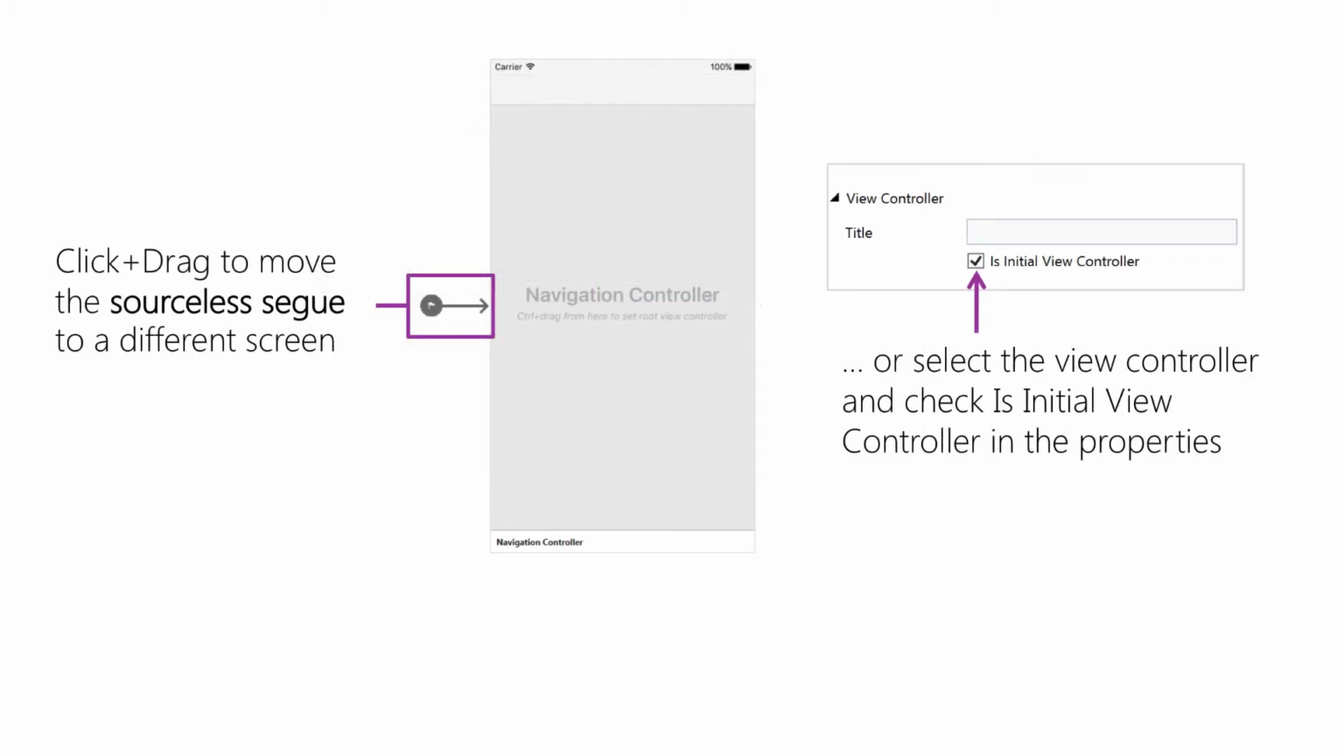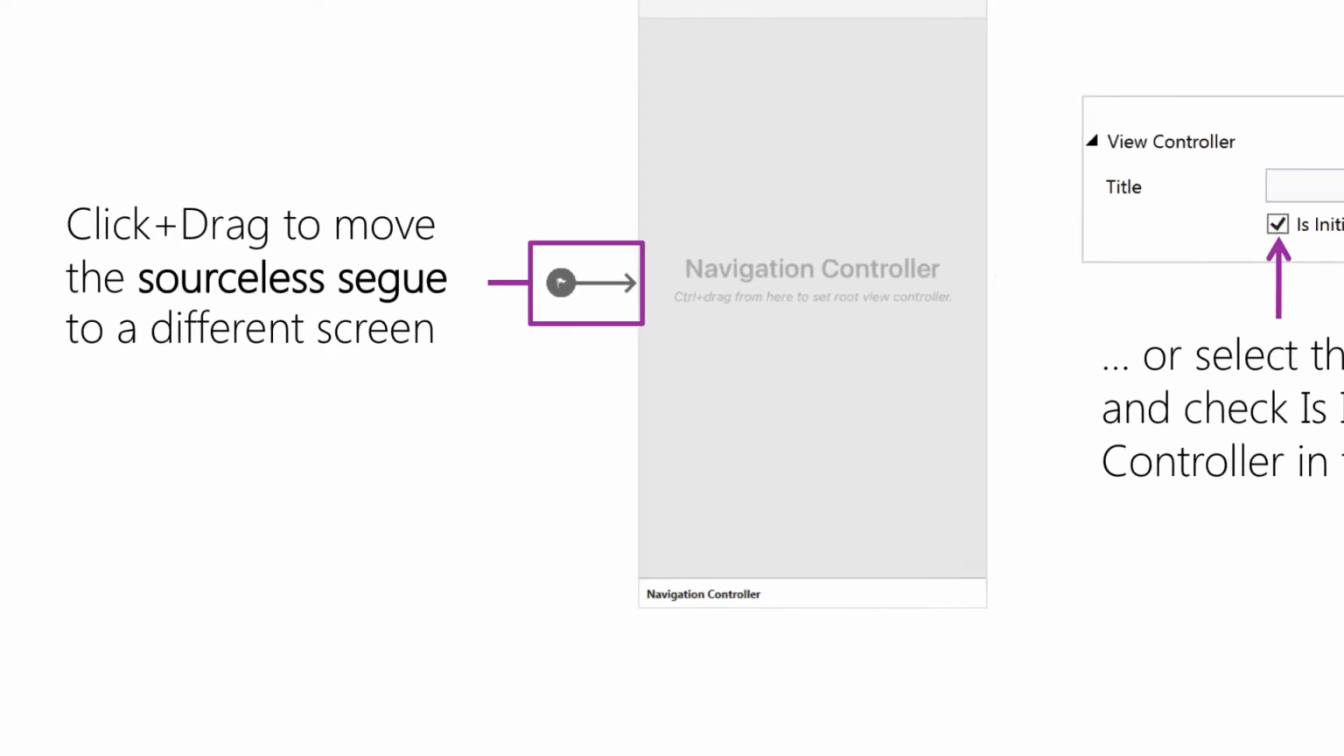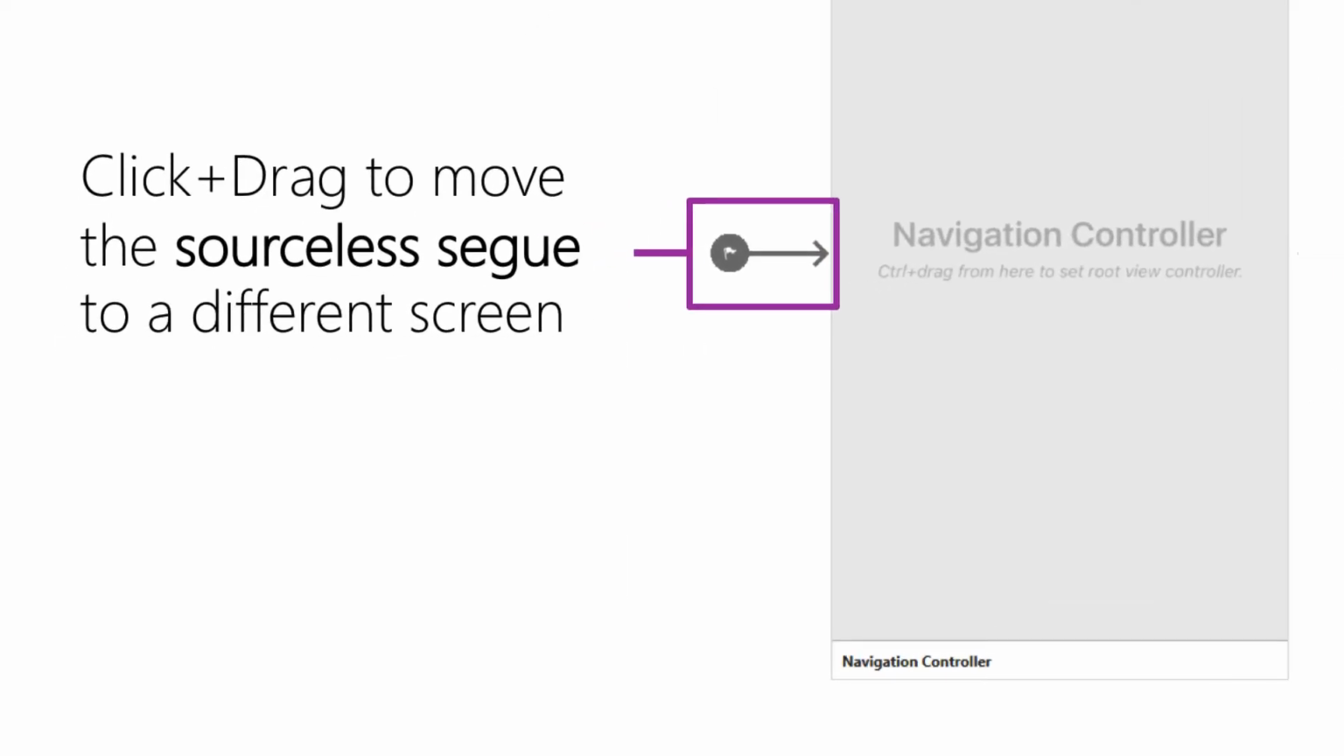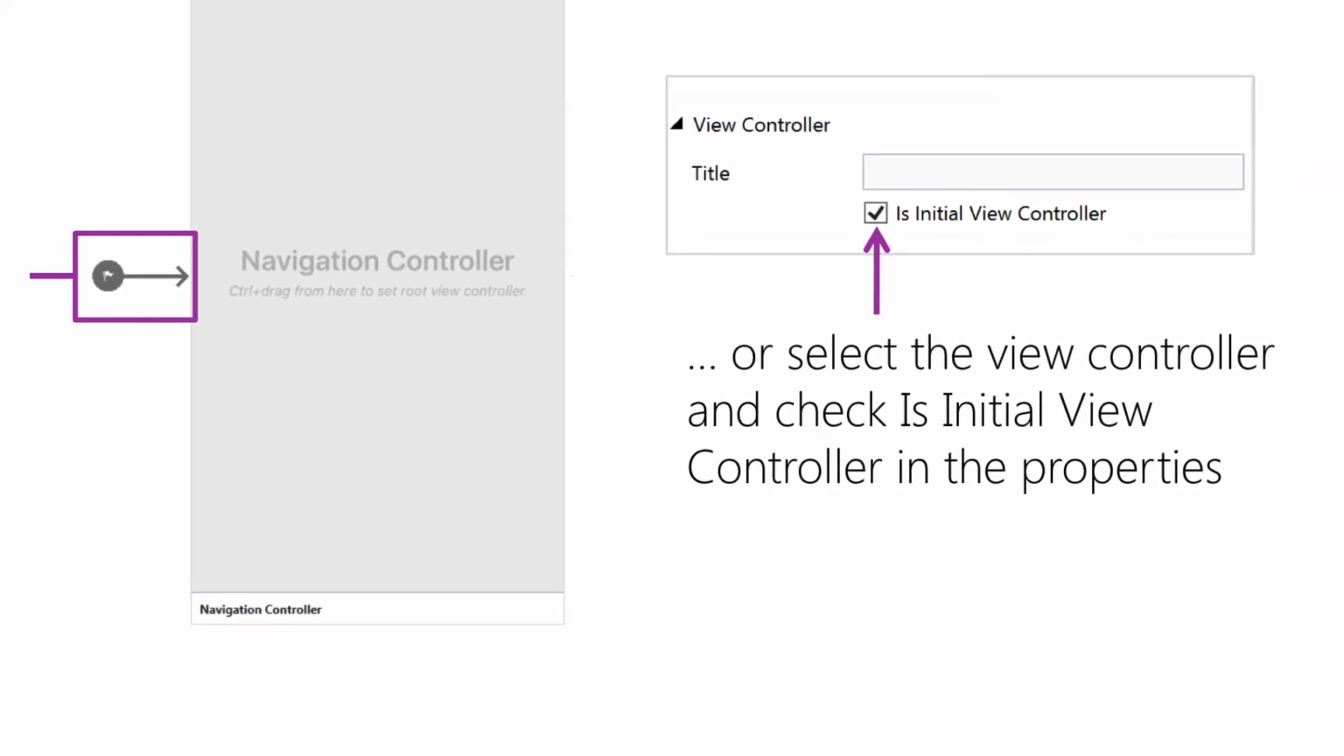The source list segue is used to display the initial view controller for a storyboard. This segue shows an arrow with no source, just the target. Only one view controller per storyboard can be marked with a source list segue. If you want to change the root view, you can drag the segue to another screen, or you can select the view controller and change the properties to mark it as the initial controller.